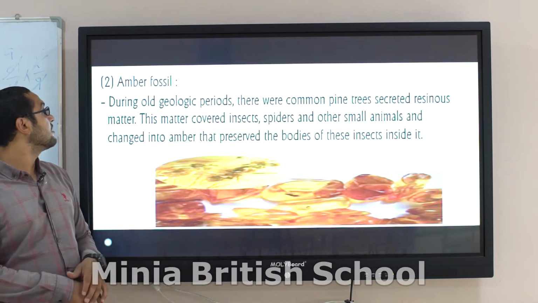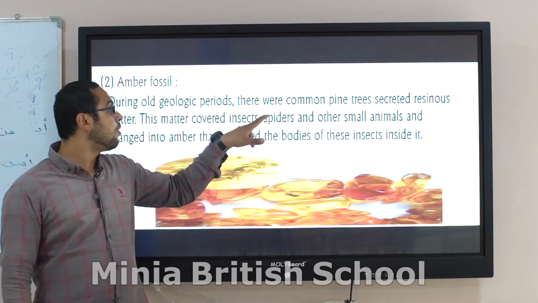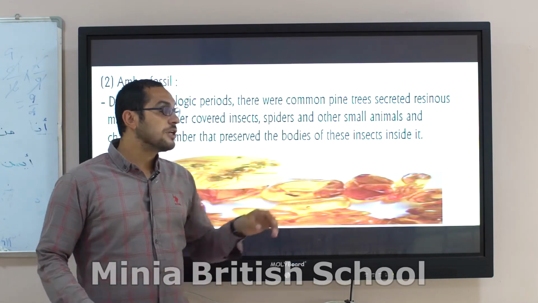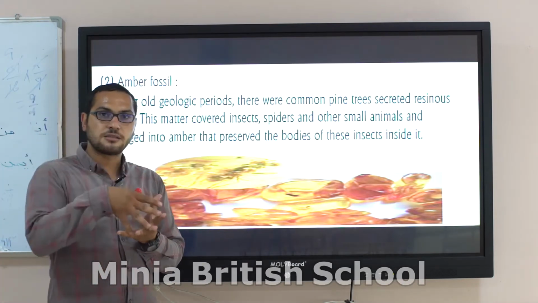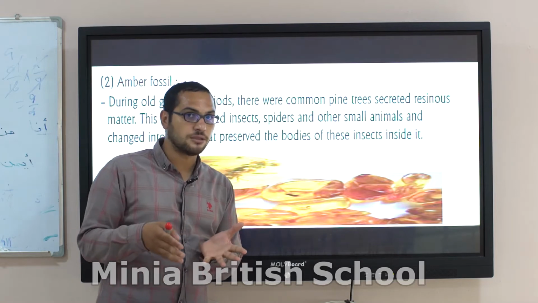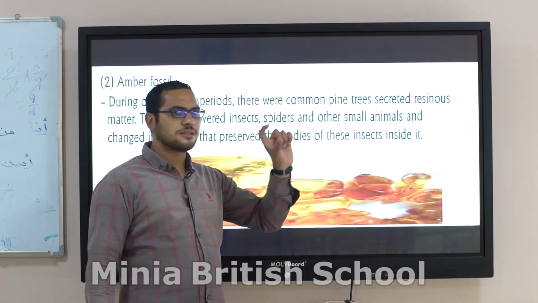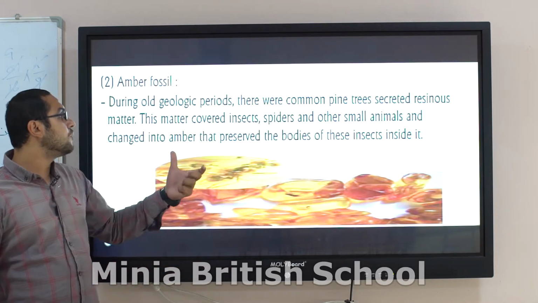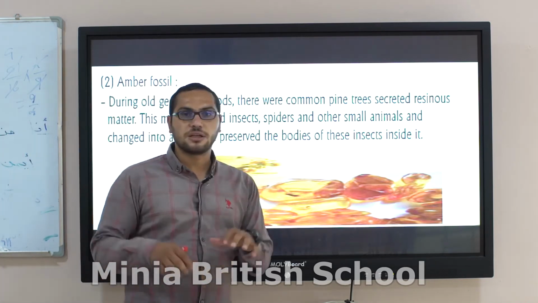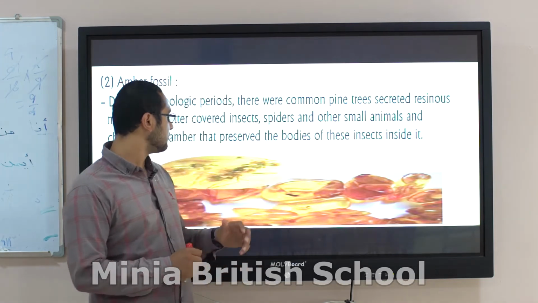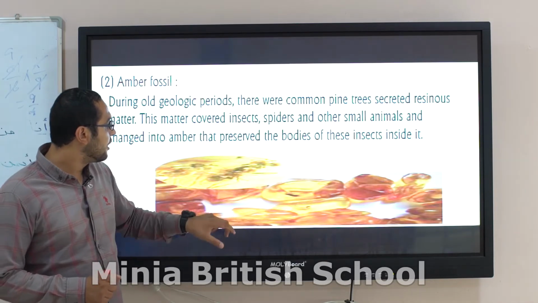The second example is amber fossil. During all geological periods, there were common pine trees that secreted resinous matter. This matter covered insects like flies, butterflies, and spiders, and other small animals, and changed into amber that preserves the bodies of these insects inside it. As you can see here, this is the shape of amber.